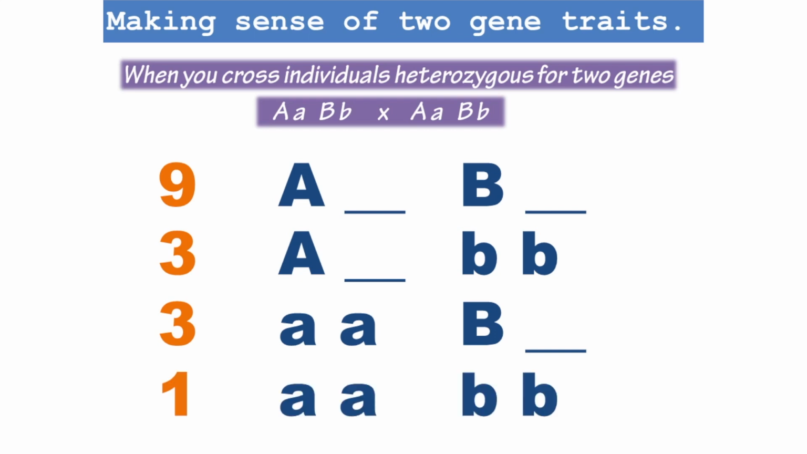And then finally, 1 out of 16 times, you're going to get 2 recessive alleles for A, 2 recessive alleles for B. So there's our 9-3-3-1 ratio. This happens anytime you cross double heterozygotes for 2 genes.